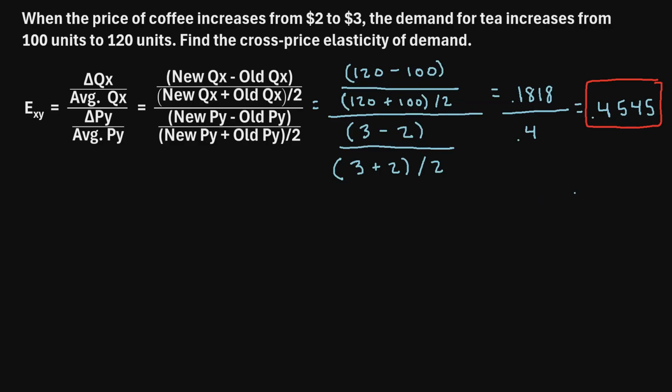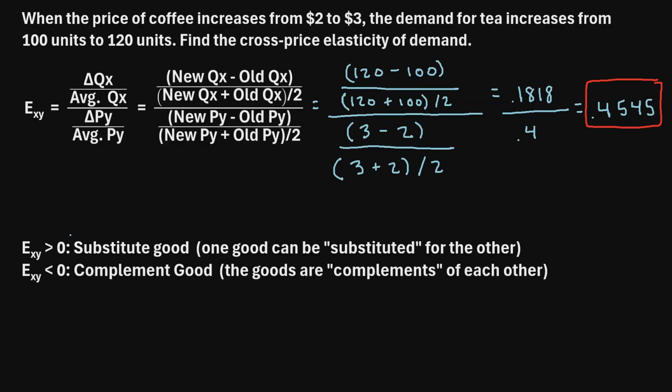Now here's how we can actually interpret this number. When the cross-price elasticity of demand is greater than 0, we say that these goods are substitute goods, which means that one good can be, quote, substituted for the other. But when the cross-price elasticity of demand is less than 0, then we call those complement goods. In other words, the goods are complements of each other. So in this case, the cross-price elasticity of demand that we calculated, this 0.4545, this number is greater than 0. So we would say that coffee and tea are substitute goods.